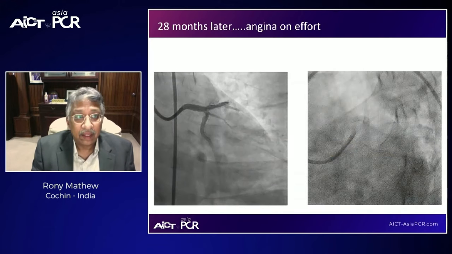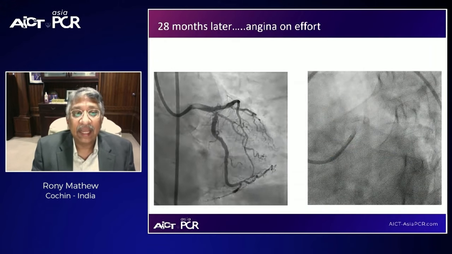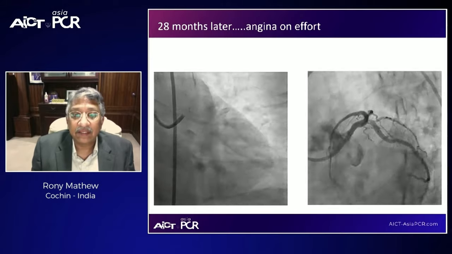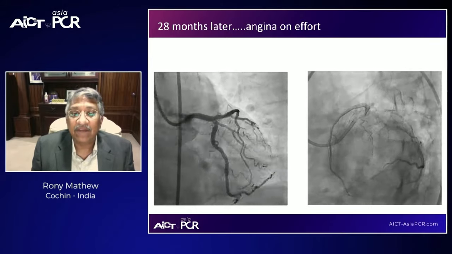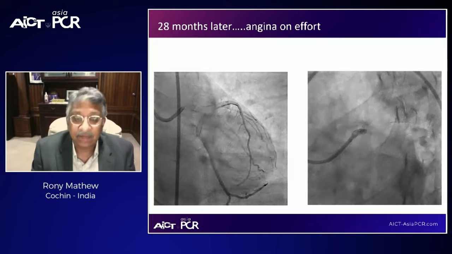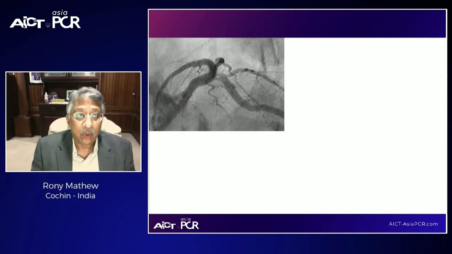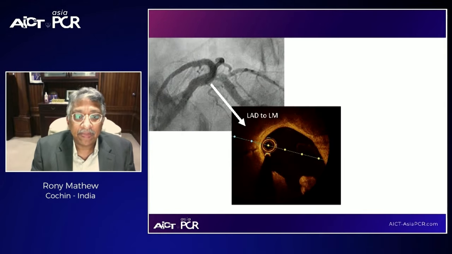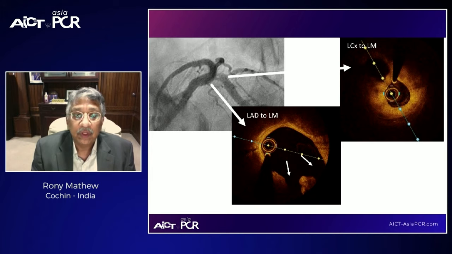And 28 months later, he has angina. If you look at this angio, you find a filling defect at the circumflex ostium. Can't see it very well. So when we did an OCT, this is what you see. When you run from LAD to LM, you see the ostium of the circumflex is divided in two. When we run an OCT from the circumflex, you again see two ostia.